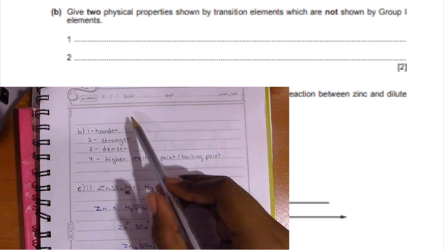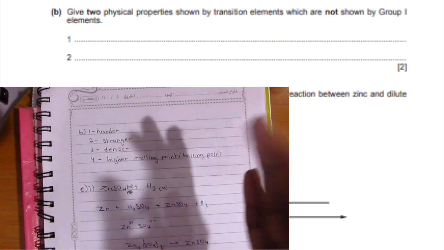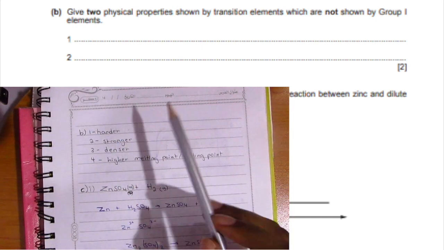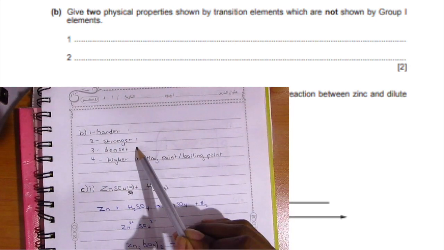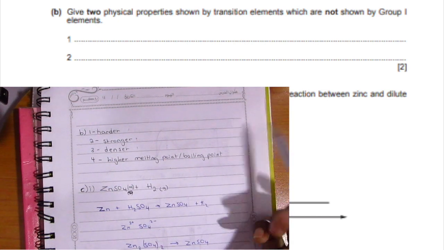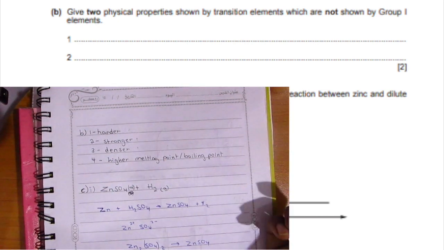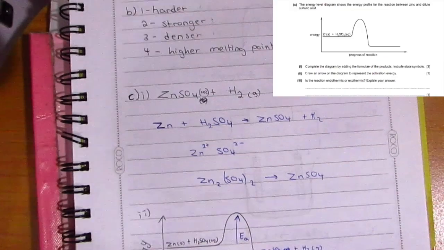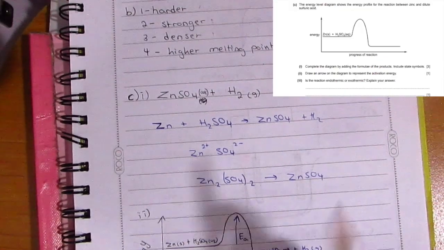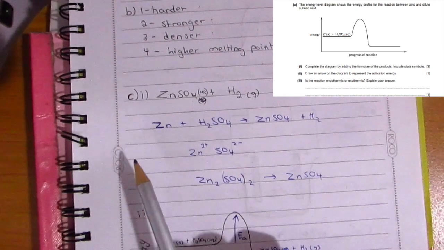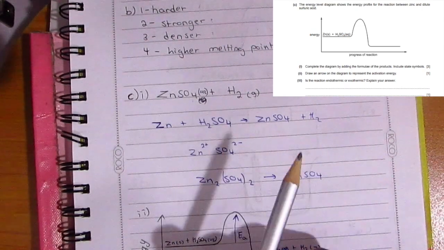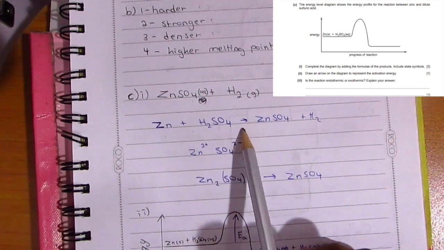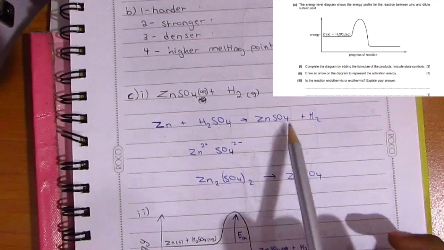Now we're going to give 2 other physical properties shown by transition metals which are not shown by group 1 elements. The fact that they're harder, they're stronger, they're denser, they have a higher melting point or boiling point. These are all options that you can place in there. And you know, group 1 elements are quite soft and they're not very strong. Now for part C, we're going to place the missing products. So that would be zinc sulfate and hydrogen, because zinc plus sulfuric acid will give you zinc sulfate plus hydrogen.